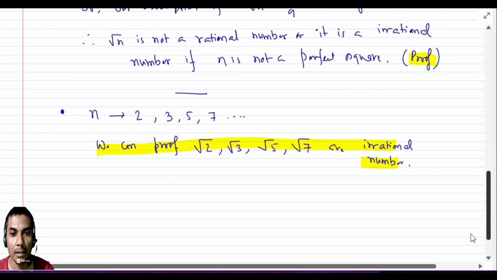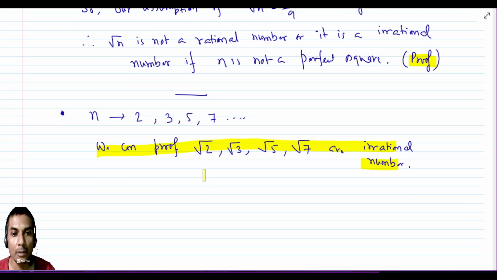Try it. So now we have proved that root 2, root 3, root 5 and root 7 are irrational numbers. So it is clear to us.